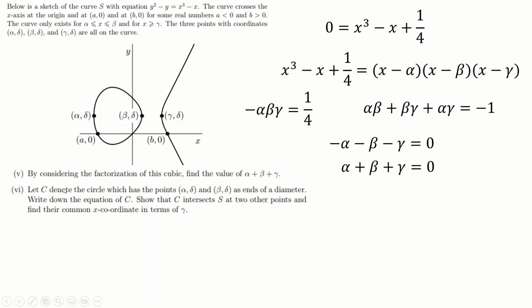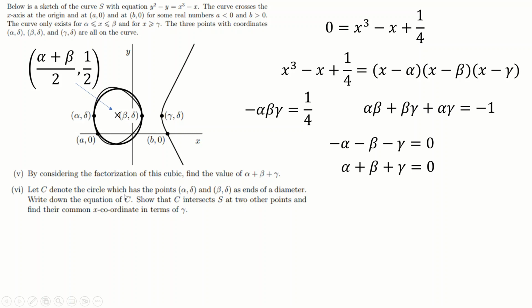Good. Let C denote the circle which has points alpha delta and beta delta as ends of diameter. Remember, delta is a half. I decided that earlier. So we have a circle here. It's got a center in between these 2 points. So clearly the y-coordinate is delta, and the x-coordinate is the average of these two things. So that would be alpha plus beta over 2.